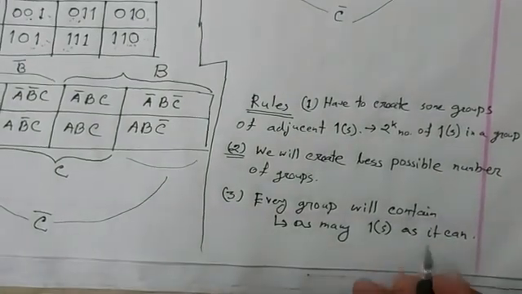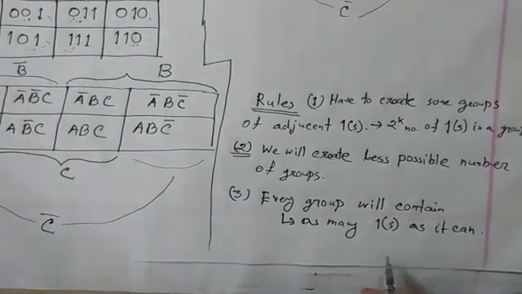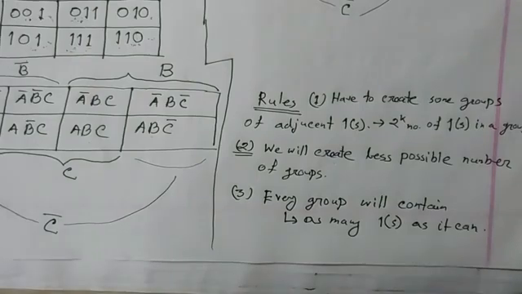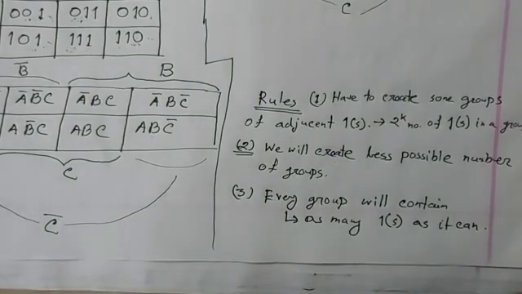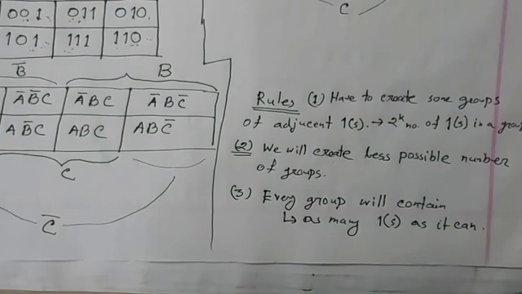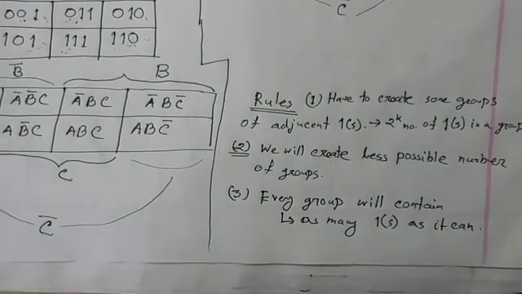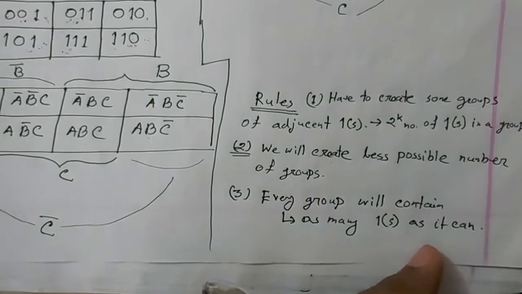Okay, so every group will contain as many ones as it can, or the maximum possible number of ones. That means suppose we can make a group with 2 ones, and it's also possible that in the same place we can make a group with 4 ones, then obviously we make it a group of 4 ones. So we will always take the maximum possible number of ones in a group.